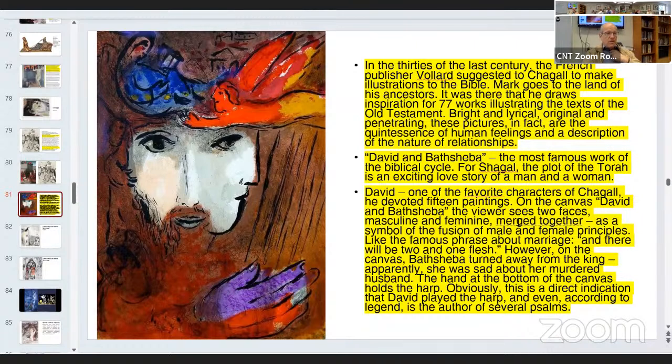On the canvas, David and Bathsheba, the viewer sees two faces, masculine and feminine, merged together, right? You see that? The feminine and the masculine, as a symbol of the fusion of male and female principles, like the famous phrase about marriage, and they will be two in one flesh. However, on the canvas, Bathsheba turned away from the king. Apparently, she was sad about her murdered husband. The hand at the bottom of the canvas holds the harp. Obviously, this is a direct indication that David played the harp, and even according to the legend, is the author of several psalms.